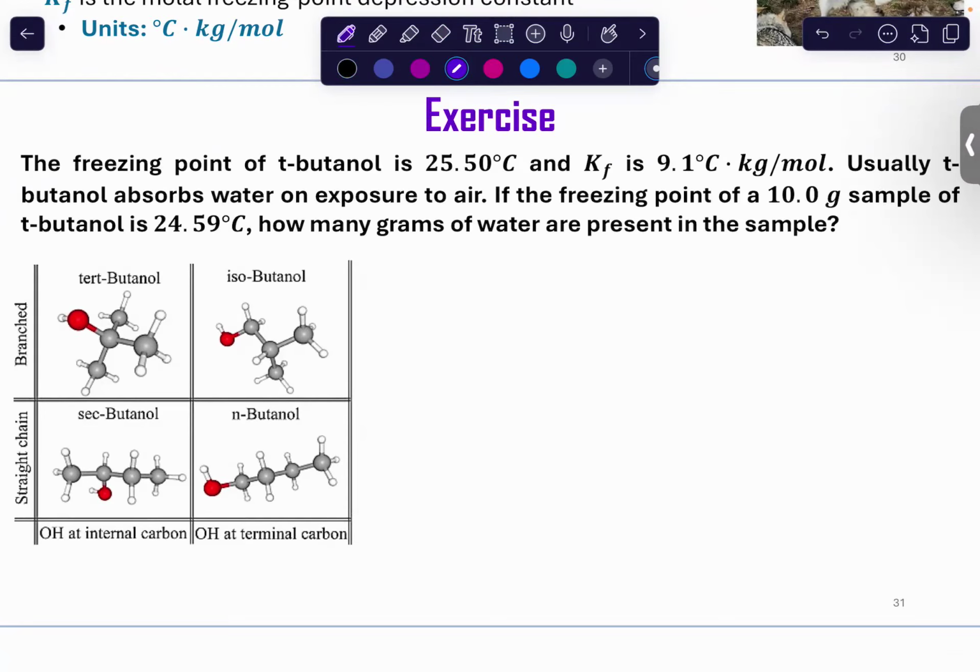Usually T-butanol absorbs water on exposure to air. If the freezing point of a 10-gram sample of T-butanol is 24.59 degrees Celsius, how many grams of water are present? Which one is the solute?